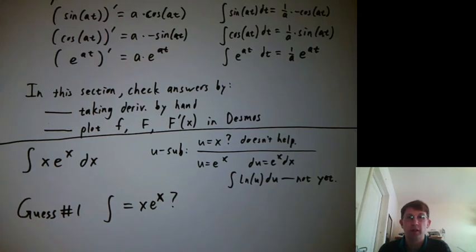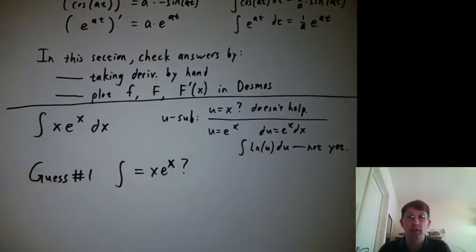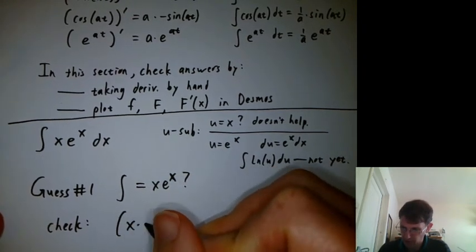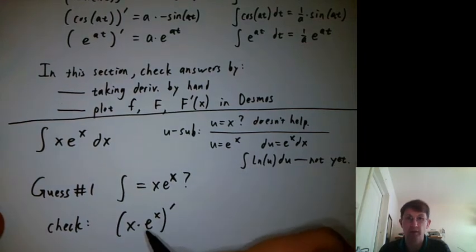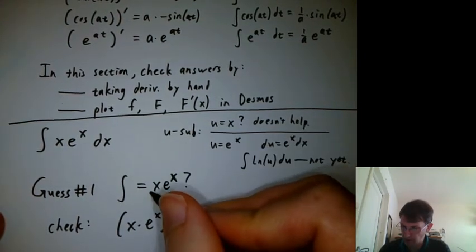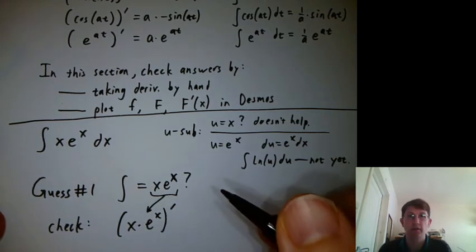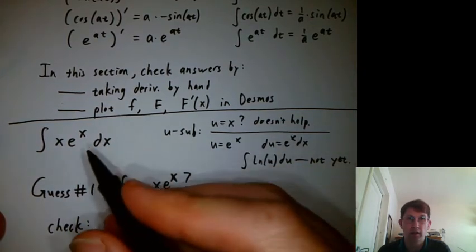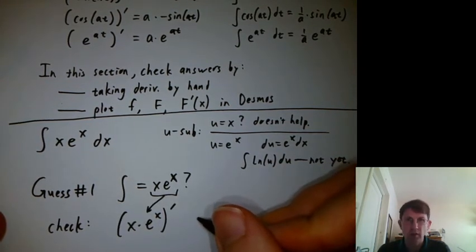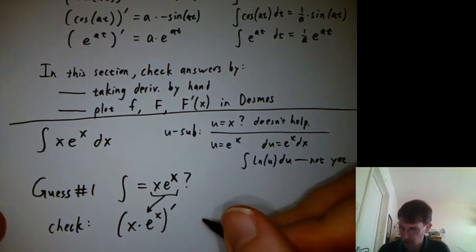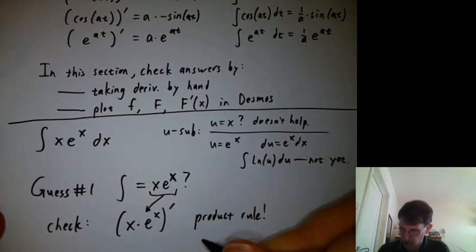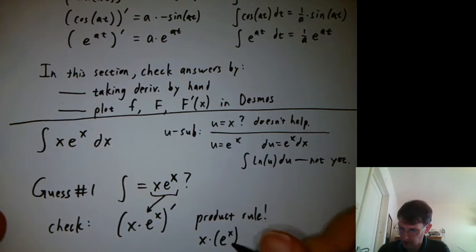Well, with any good guess, any guess at all, what should you do? Maybe check it. So let's check it. What's the derivative of x e to the x, and is that derivative equal to the original function? So I'm taking this guess here and saying let's take its derivative. Go ahead and take the derivative of that and see if you get the original integrand there. What method did you just use to take the derivative of that? The product rule. So it's x times e to the x prime plus x prime e to the x.